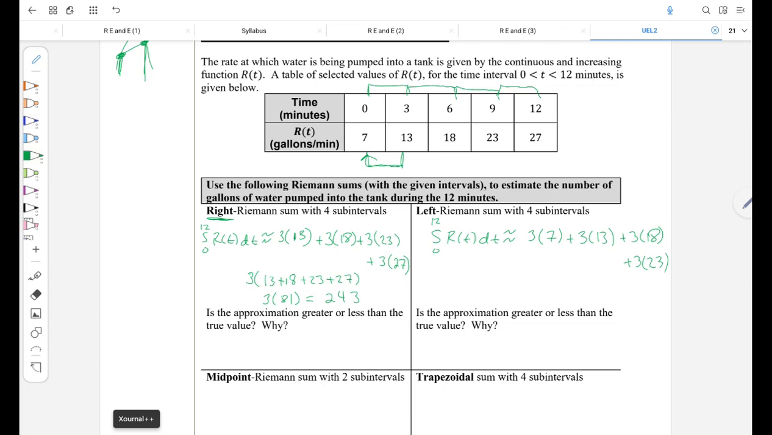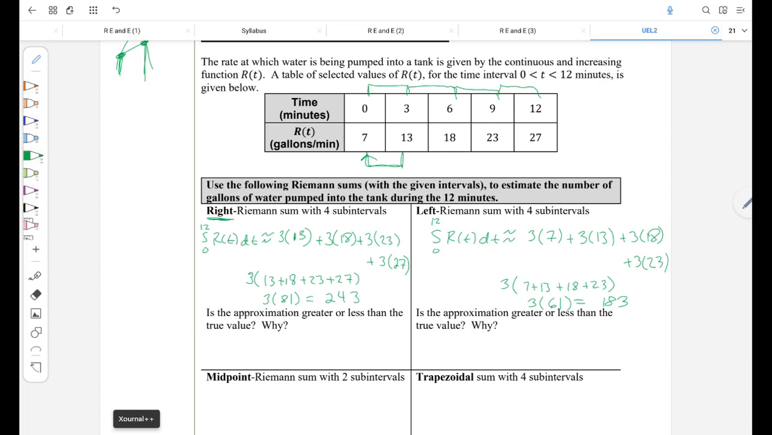So with the left and right Riemann sum, you're just leaving one of those numbers from the bottom out. With the right Riemann sum, we left the first number out. With the left Riemann sum, we left the last number out. So same idea. It's 3 times 7 plus 13 plus 18 plus 23. So it looks like I have 20, 38, 58, 61. And that's going to give me 183.